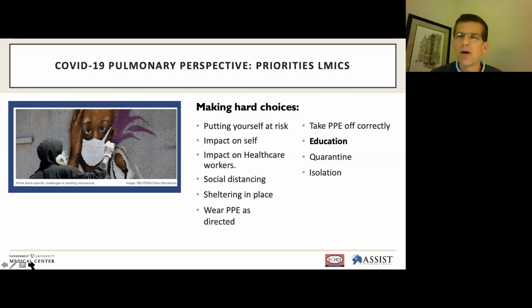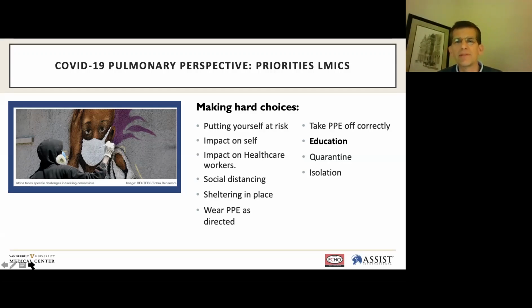We need to take our PPEs off correctly, and most importantly, we need to expand our ability to educate the healthcare workers and the population in respecting isolation, quarantine, indications for appropriate testing, and moving from testing to eventually case finding, contact tracing as we call it, and isolation of people at the highest risk.